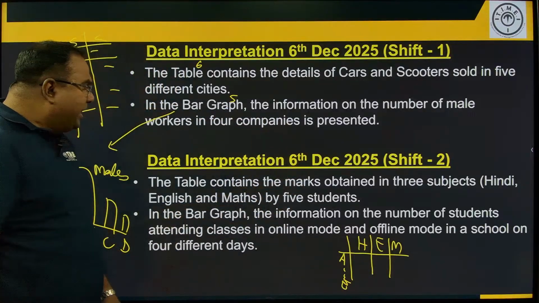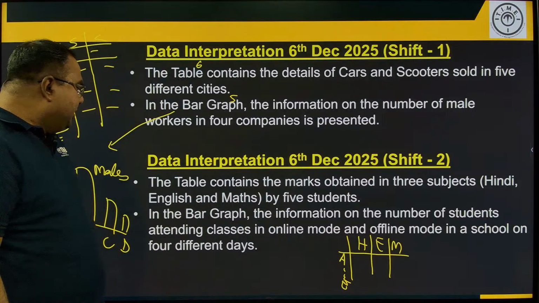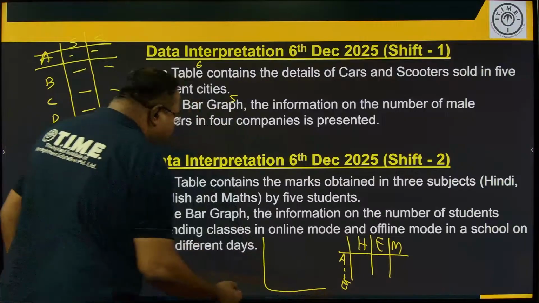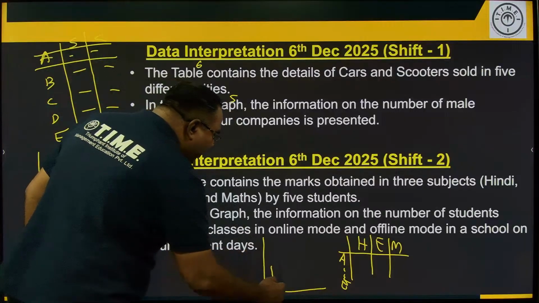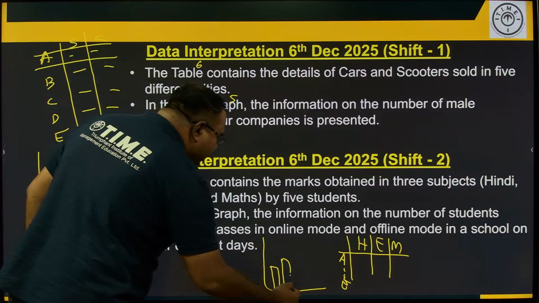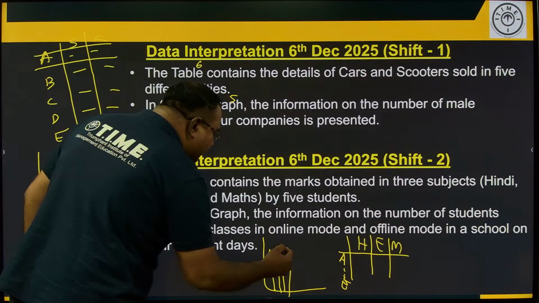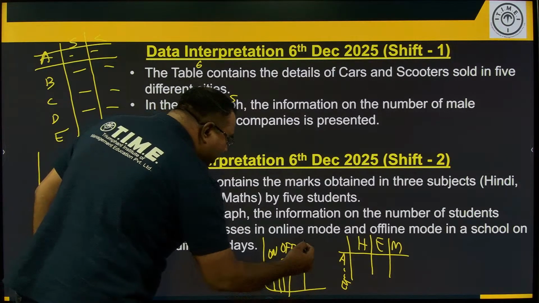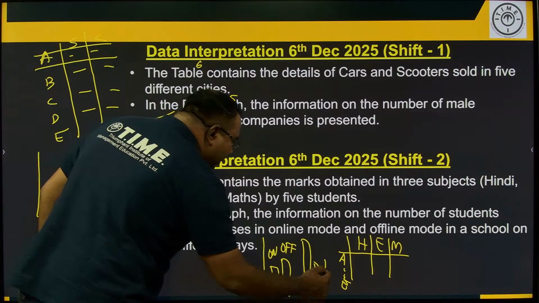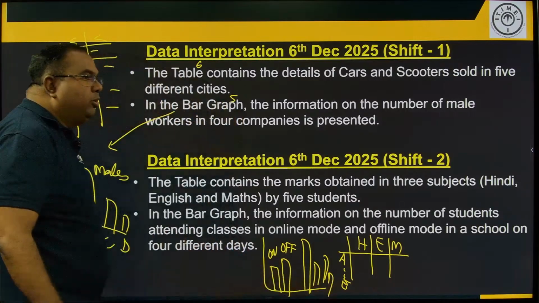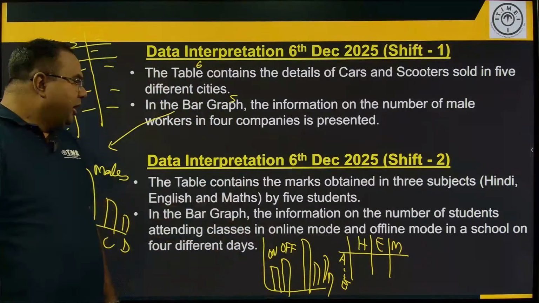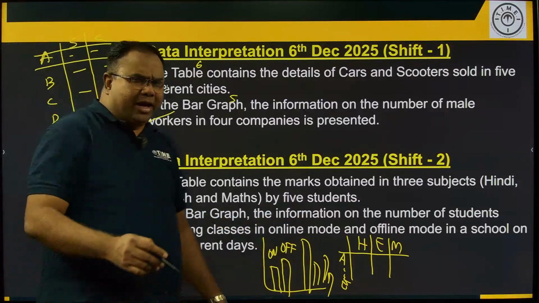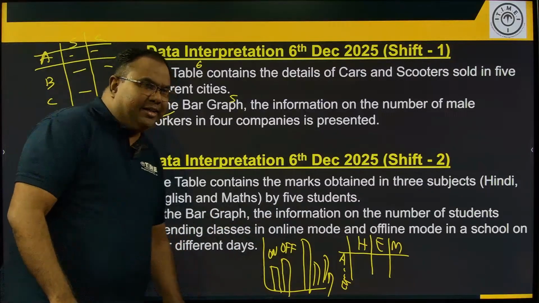Then when you look at your bar graph, the number of students attending classes, this is a 2 bar graph. In the first slot, you had a single bar. Here, you had 2 bars. What are these 2 bars? One represents students attending online mode, and another represents students attending offline mode. So online mode and offline mode in a school on 4 different days: Tuesday, Wednesday, Thursday, Friday in the examination, right?